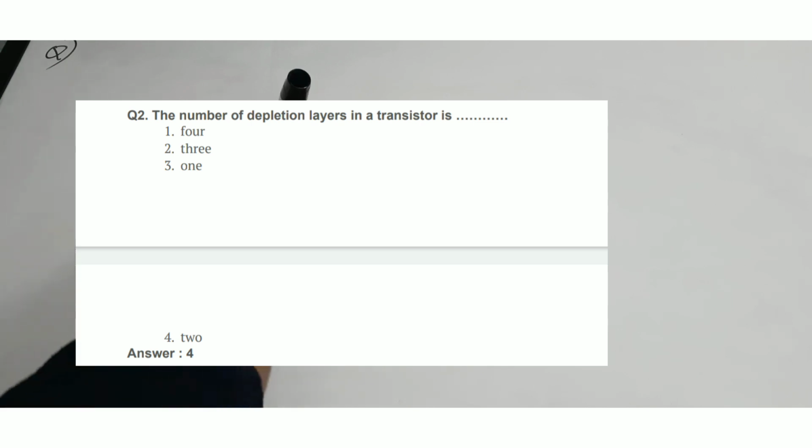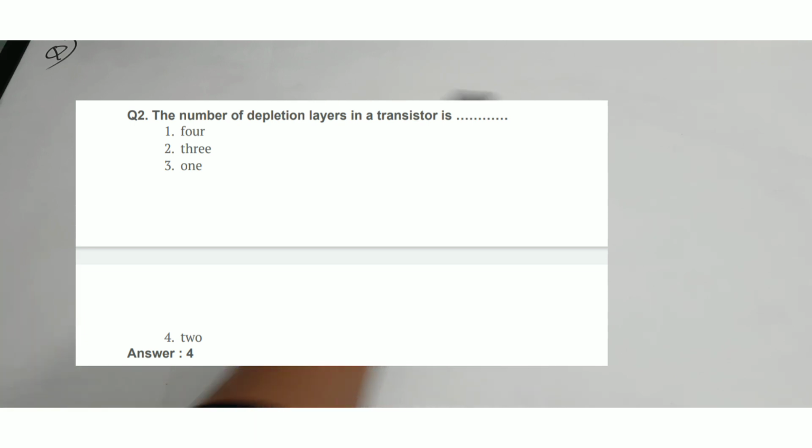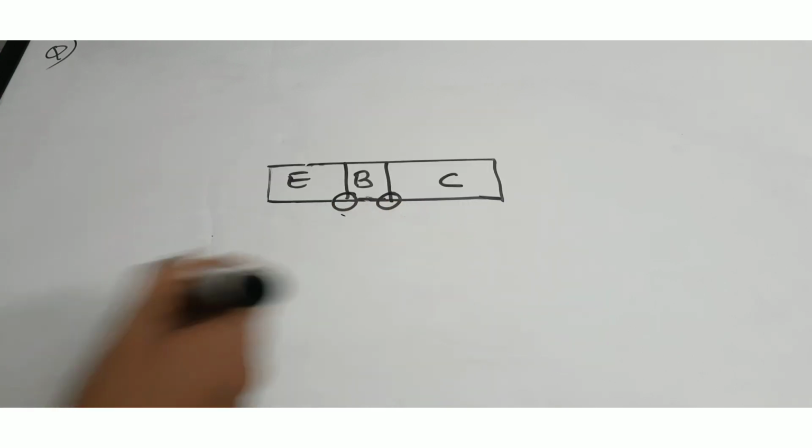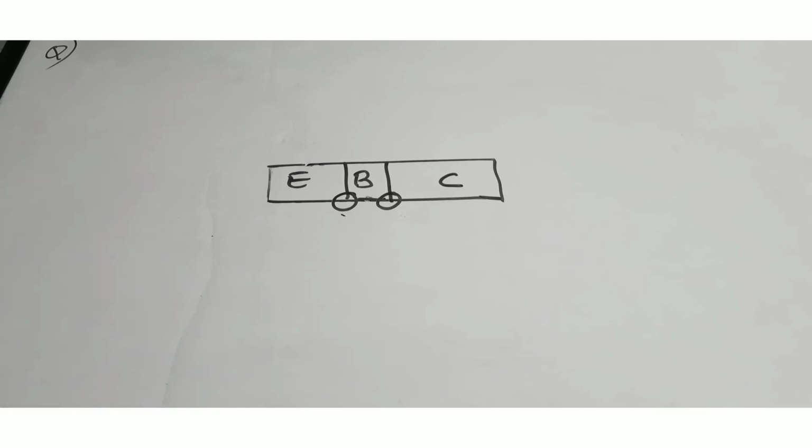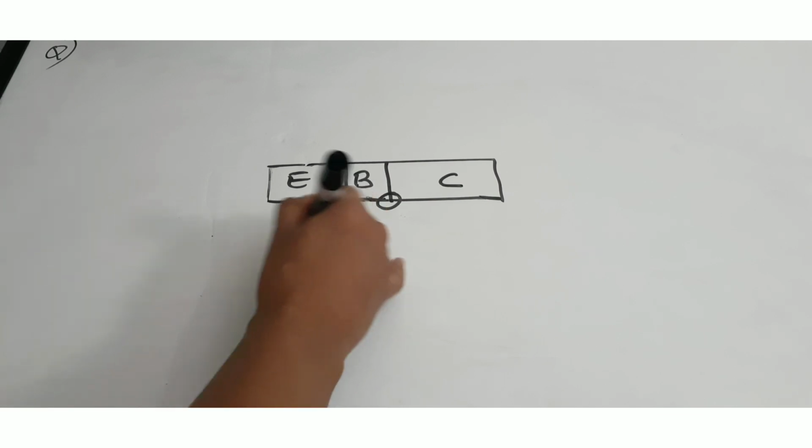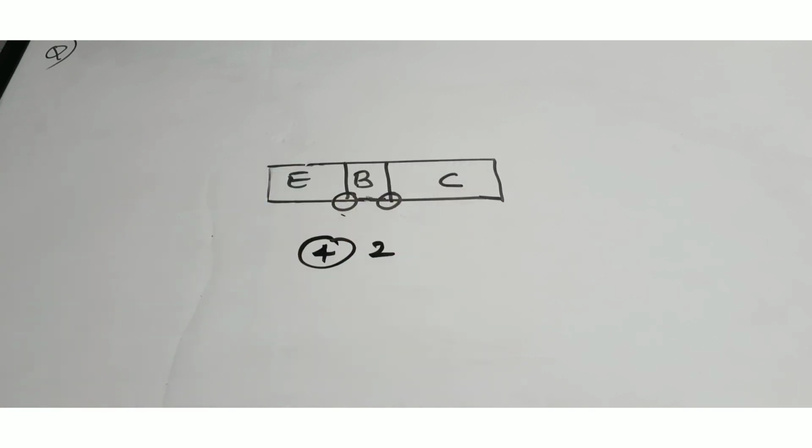So we'll draw a rough figure. There is emitter, and then there is a small base, and there is a collector. So this is how a transistor generally looks. And we have discussed that there are two PN junctions, one here and one here. When there is a PN junction here, after some time it will get depleted, and there will be a depletion layer also. So number of PN junctions is equal to number of depletion layers formed, right? So the correct answer is option 4. There will be 2 depletion layers in a transistor.